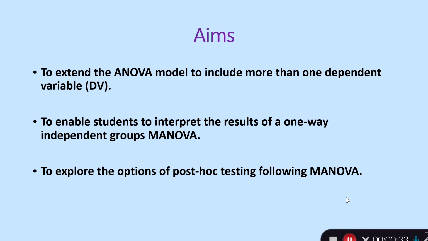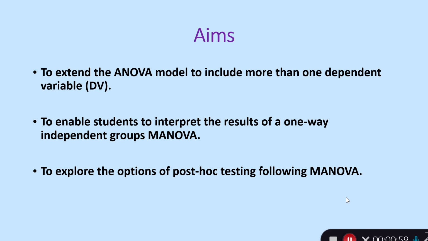So this week we are looking at MANOVA, Multivariate Analysis of Variance. The aims of this session are to extend the ANOVA model and include more than one dependent variable. So we're getting slightly more complex with design. And to enable you to interpret the results for one-way independent groups MANOVA. We're going to look at a design with one independent variable but multiple dependent variables, so different to what we've done previously.